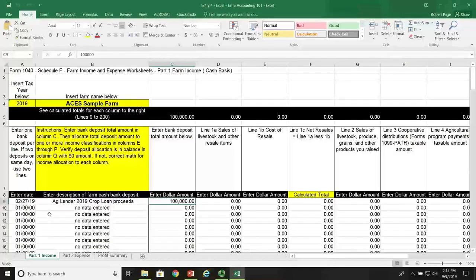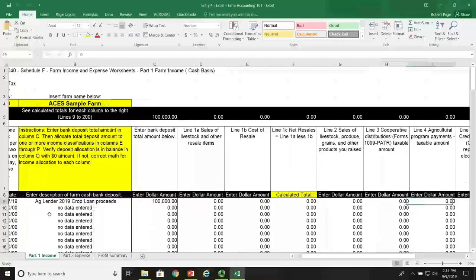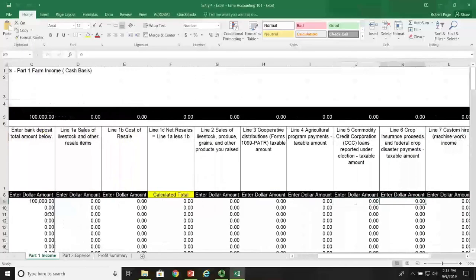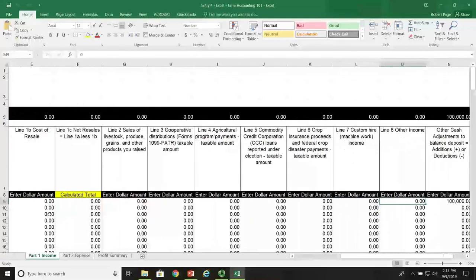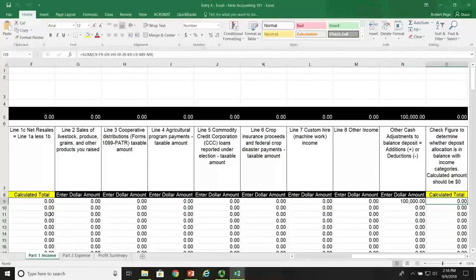Now, is it entered as an income item in columns D or later? Let's scroll. The answer is no, it's not. It's not sales of livestock. It's not anything that would be considered income. It's simply a loan from the bank for the crop year. Therefore, in that example, we just put it in column N, Other Cash Adjustments. Then we check, are we in balance? Yes, we are. Looking at column O, we are in balance.